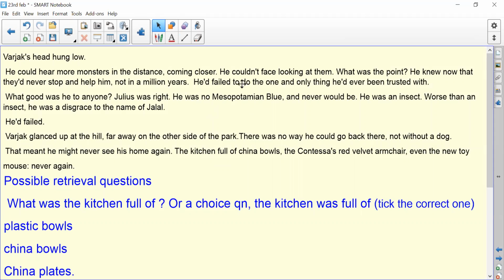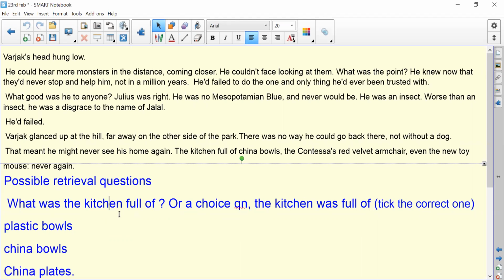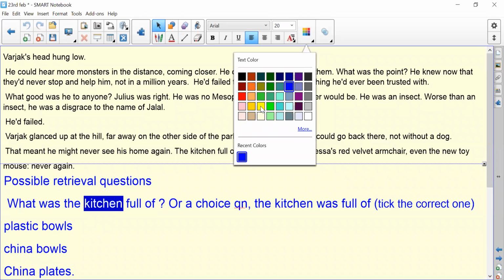So here is some of chapter 13. Possible retrieval questions for this page would be, what was the kitchen full of? Or if it was phrased as a choice question, it might say the kitchen was full of, and tick the correct one. So you're looking for the key information. We'll need to look for something that tells us about the kitchen. So I'm going to highlight the kitchen, because the other words are all what we call generic. They could be in anything.